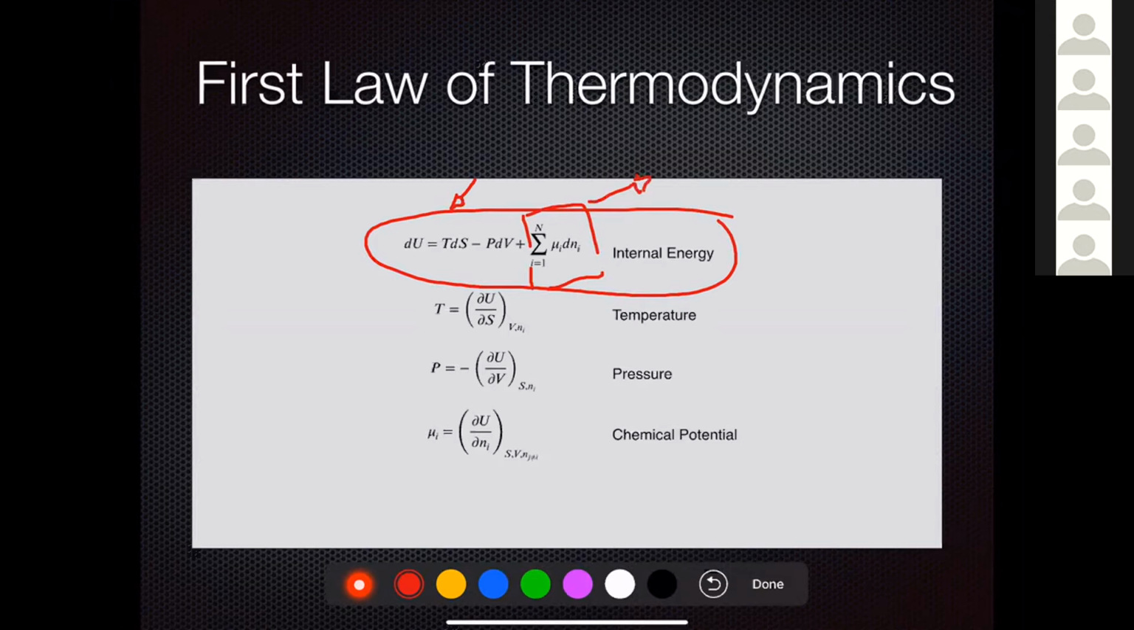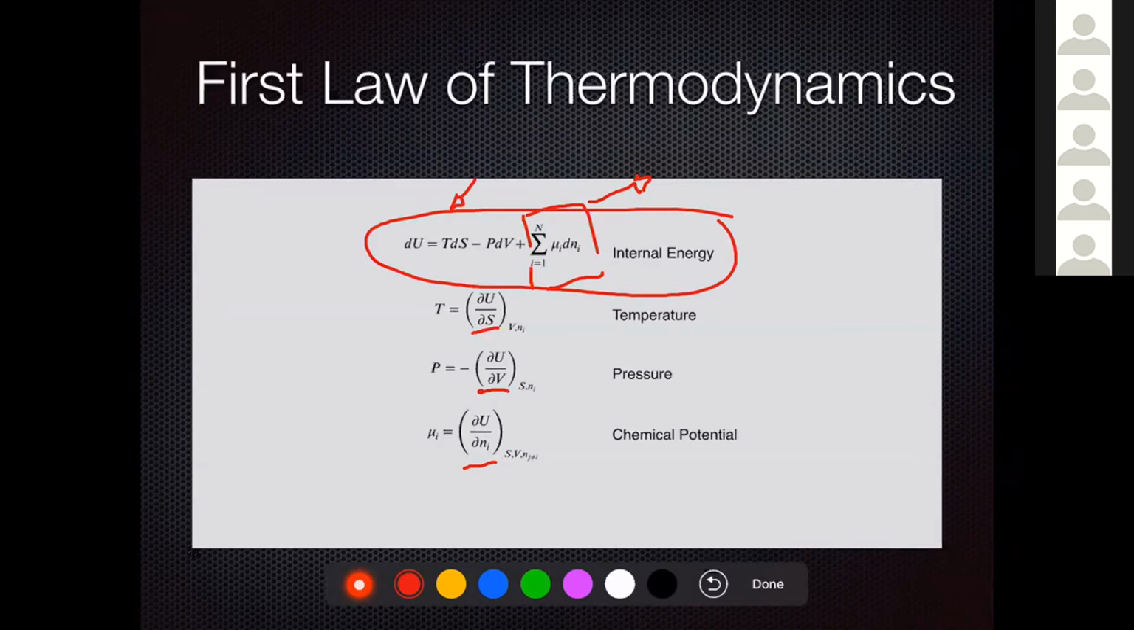And by taking derivatives with respect to entropy, for example, you get temperature. With respect to volume, you get pressure. With respect to the number of the species, you get the chemical potential. So you can take this as a statement on the definition of the pressure, temperature, and chemical potentials coming from the first law of thermodynamics.